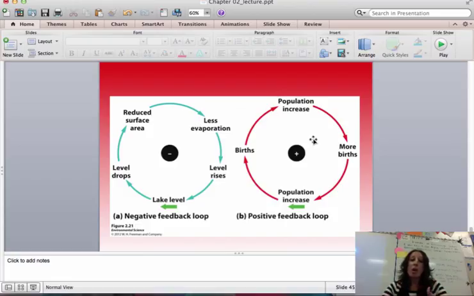However, on the right, we have a positive feedback loop where if you have a population increase, all those people are going to have children. As they have more children, the population increases. Then those children are going to have more children, and the population keeps changing until something changes it, but it will keep going until they reach the carrying capacity, there's disease, they run out of food, etc.